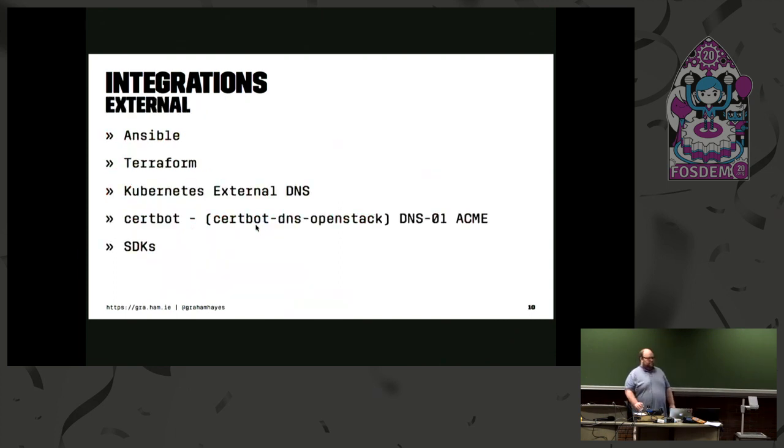Externally, we're pretty well integrated in Ansible. Again, it's the same as Heat. We have pretty good Terraform support. And then within Kubernetes, the external DNS project supports Designate natively as well. There is a certbot implementation plugin. It works reasonably well. I wrote it and use it, so if there's any problems, shit. Again, I needed to use Let's Encrypt, so it was the easiest thing to do.